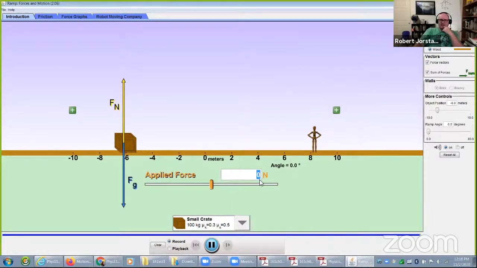Let's say I start here with 100 newtons of force, and I'm going to apply this and hit play. Whoops. It doesn't go anywhere, right? Friction is sufficient to stop it. What if I do 200 newtons of force? It still doesn't go anywhere. How about 300? Still doesn't go anywhere. How about 400? Not quite enough. 500? Oh, there. We're about there.